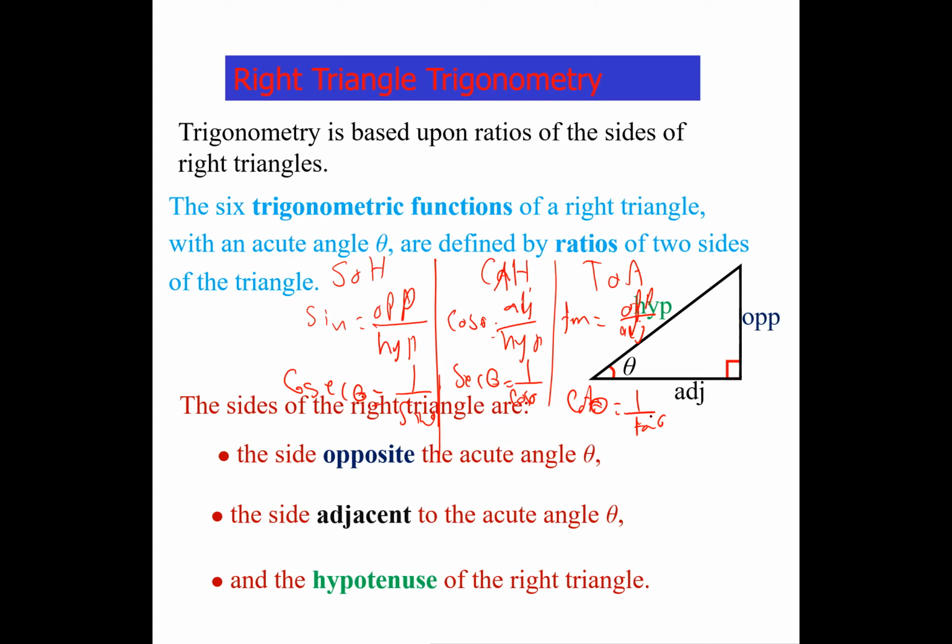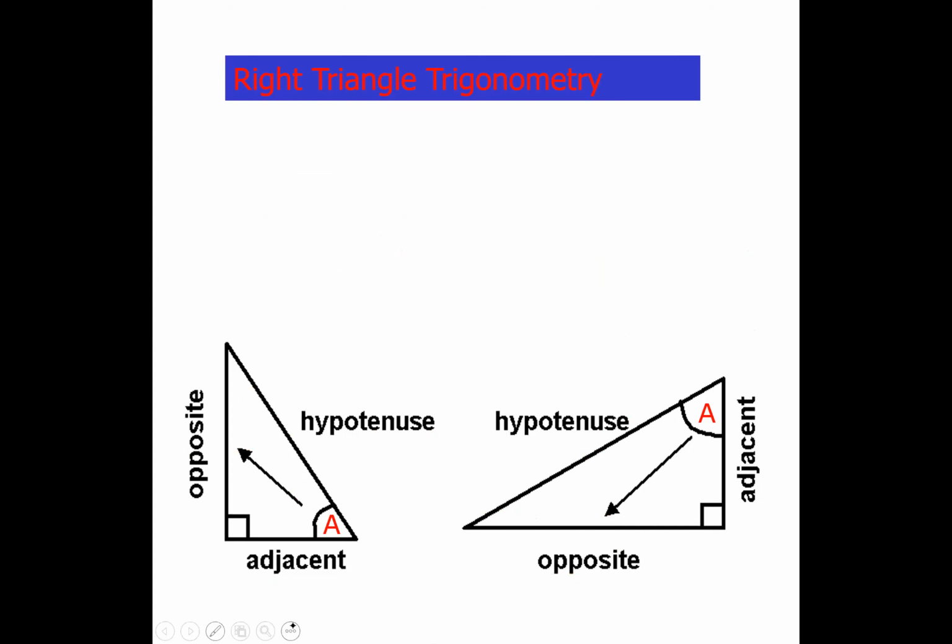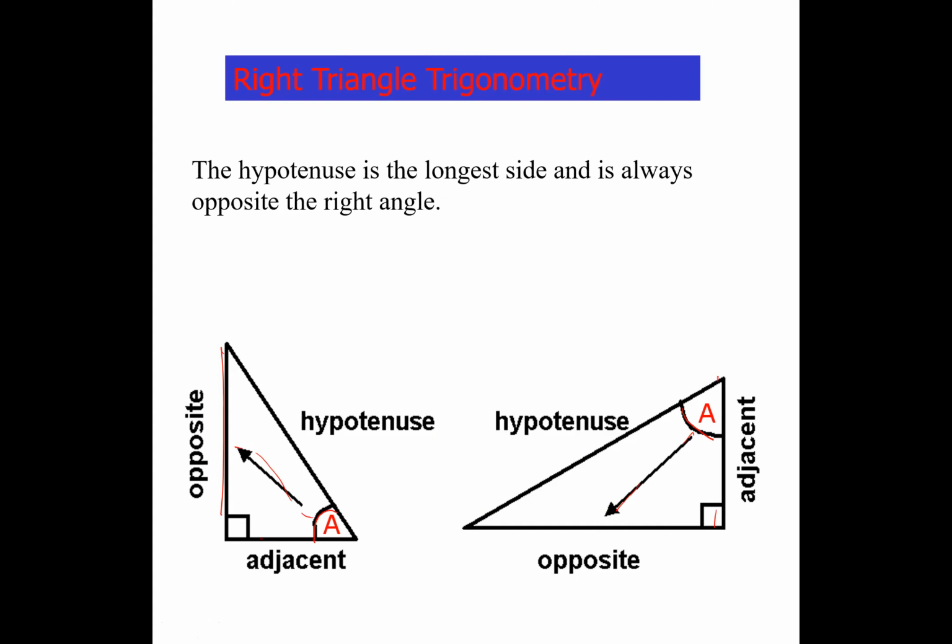And we already saw this, and we know the 6 trigonometric functions of this angle. Here is the opposite and here is the adjacent according to different angles. If the position of this angle is like that one, this is opposite and this is adjacent. If the angle is here, then the opposite is this side and the adjacent is this side. The hypotenuse is the longest side.